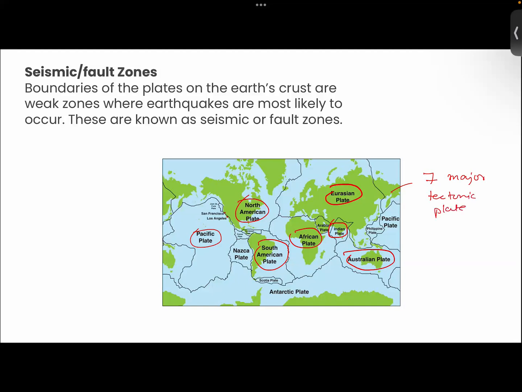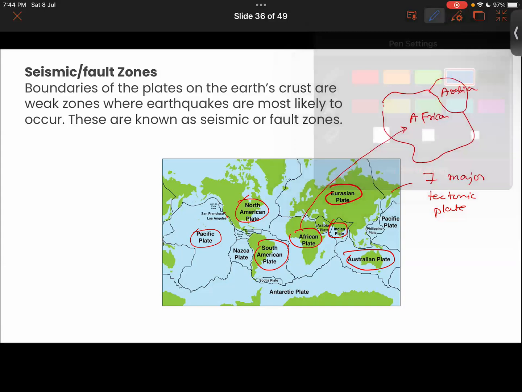Okay. So see, the plates are like this. Take the example of this African plate here. And then you have the Arabian plate here. This is the Arabian plate, and this is the African plate. So see the boundary of the two plates here.